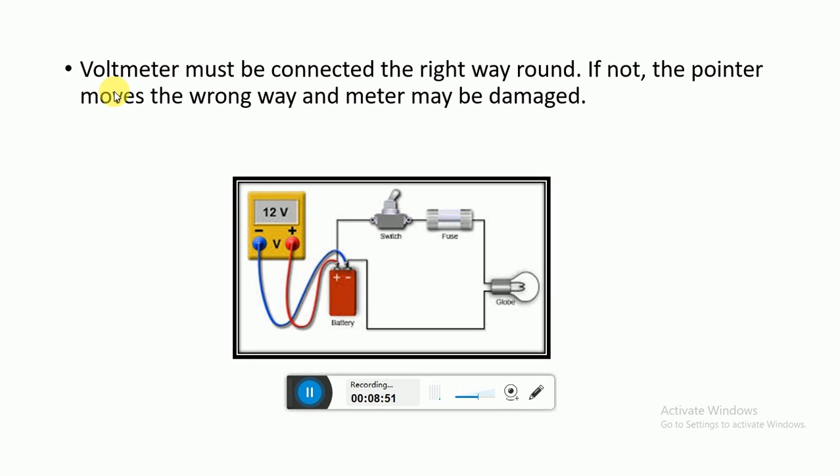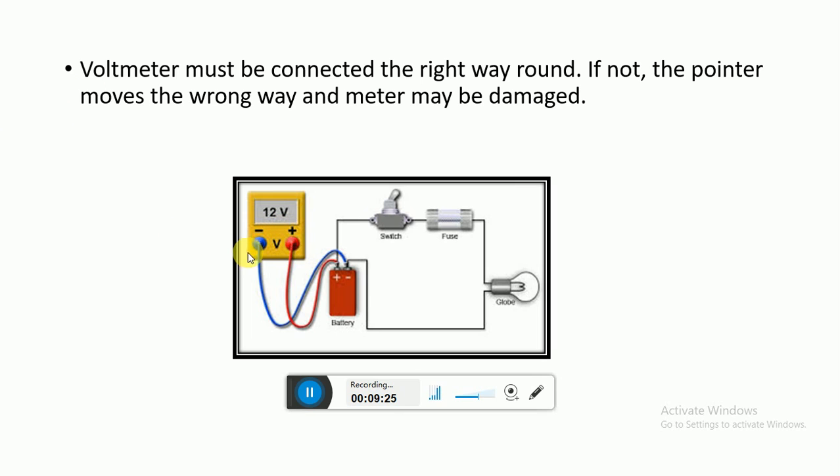Now the next and important factor to determine the correct voltage, this is a very important thing. The voltmeter must be connected the right way round. If not, the pointer moves in the wrong way and the meter may be damaged. So whenever you want to determine the correct value of the voltage, keep these two things in your mind.